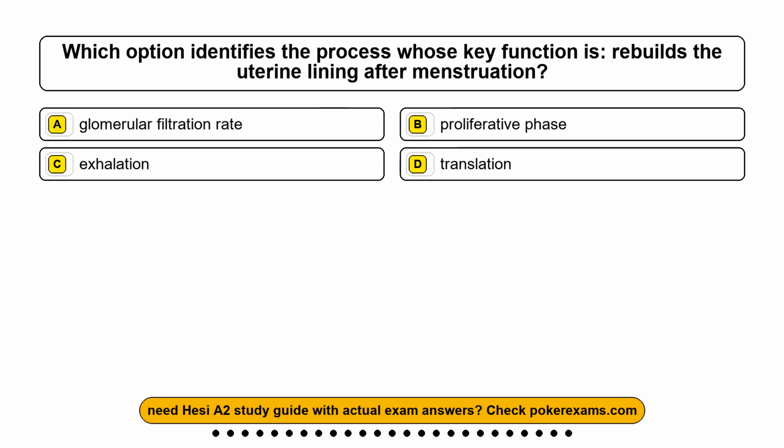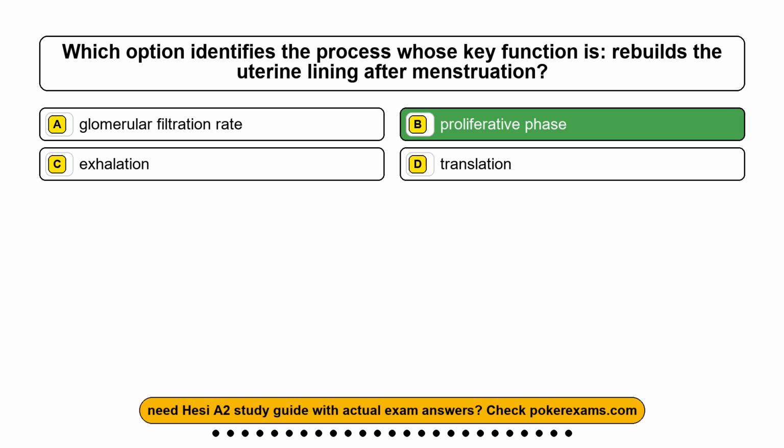Question 7. Which option identifies the process whose key function is that it rebuilds the uterine lining after menstruation? Option A. Glomerular filtration rate. Option B. Proliferative phase. Option C. Exhalation. Option D. Translation. The correct answer is option B.